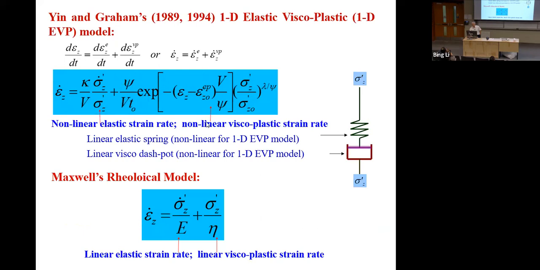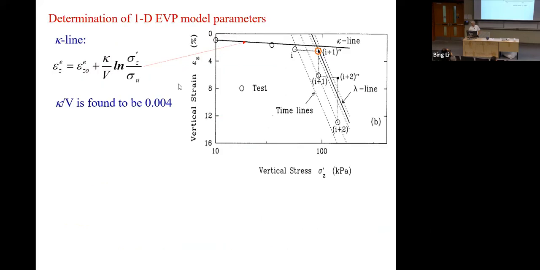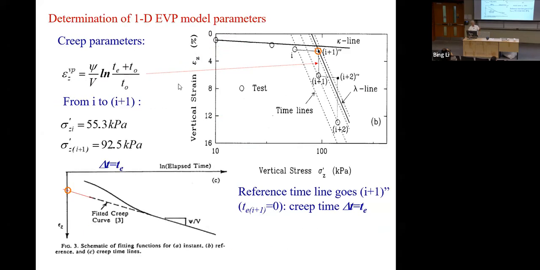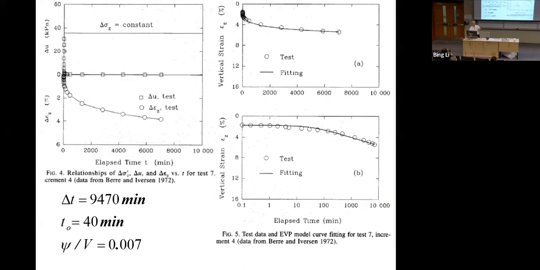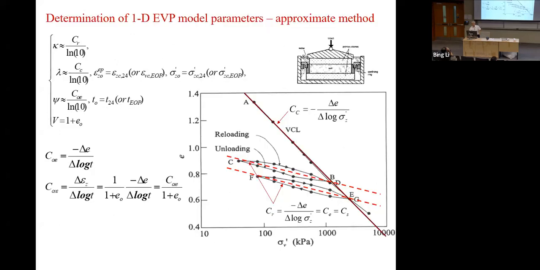Okay, this part is the viscoplastic rate. The rate is dependent on the strain and the effective stress only. This is a unique relationship. How to determine parameters, you can also read the papers. All the parameters in this nonlinear rheological model have physical meanings. I don't go into details because it's impossible for me to finish all the slides one by one, but I leave the slides to you.